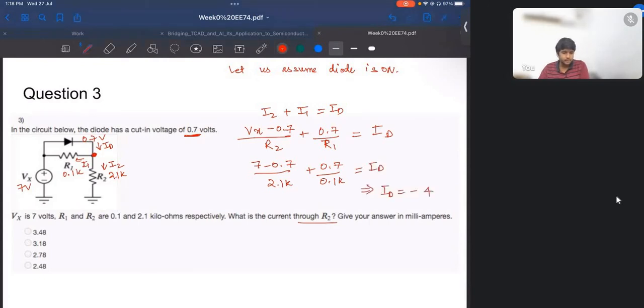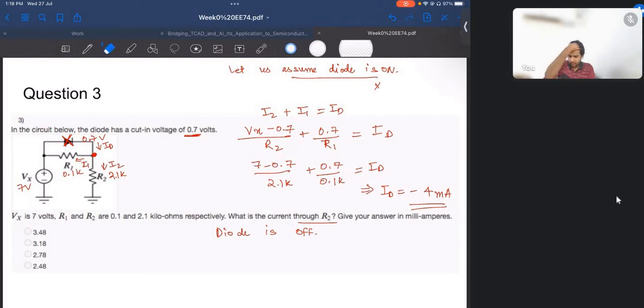But since the diode is assumed to be on, it cannot have a negative current. That means our assumption is wrong. Diode is off. So now when the diode is off, this path is not there.